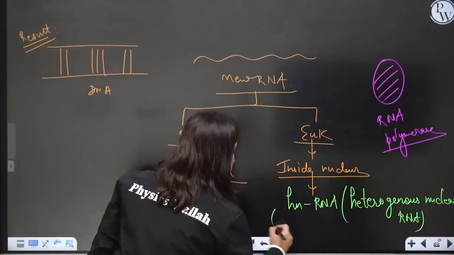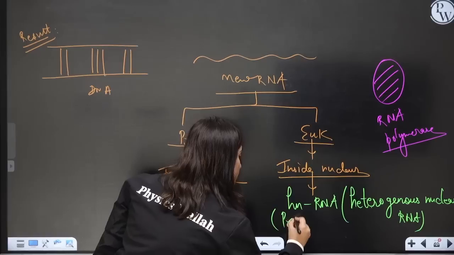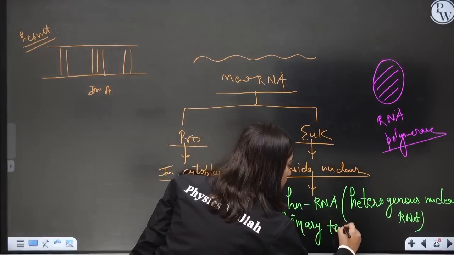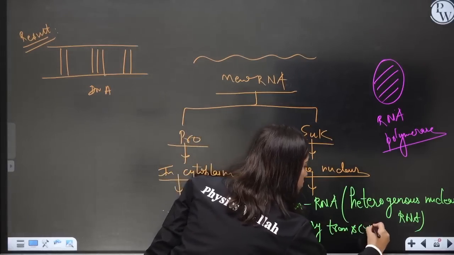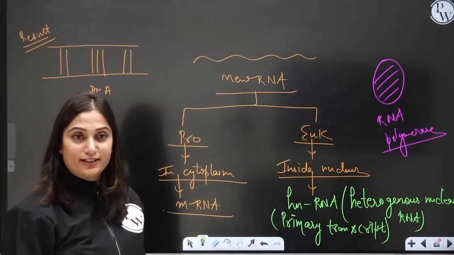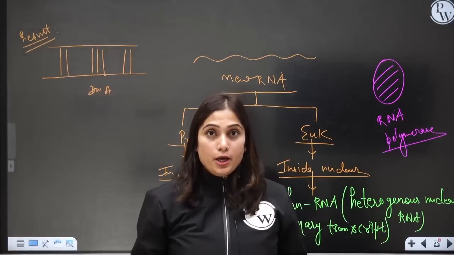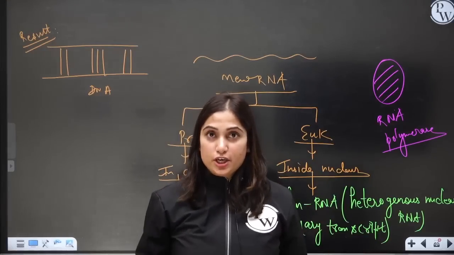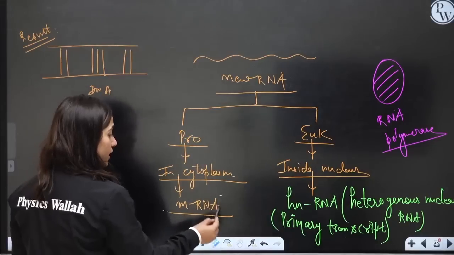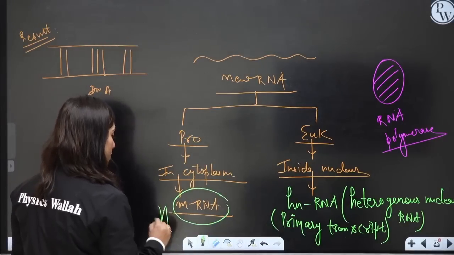This is also called the primary transcript. So there is no need for change in the case of prokaryotes, because the newly formed RNA is directly called mRNA.